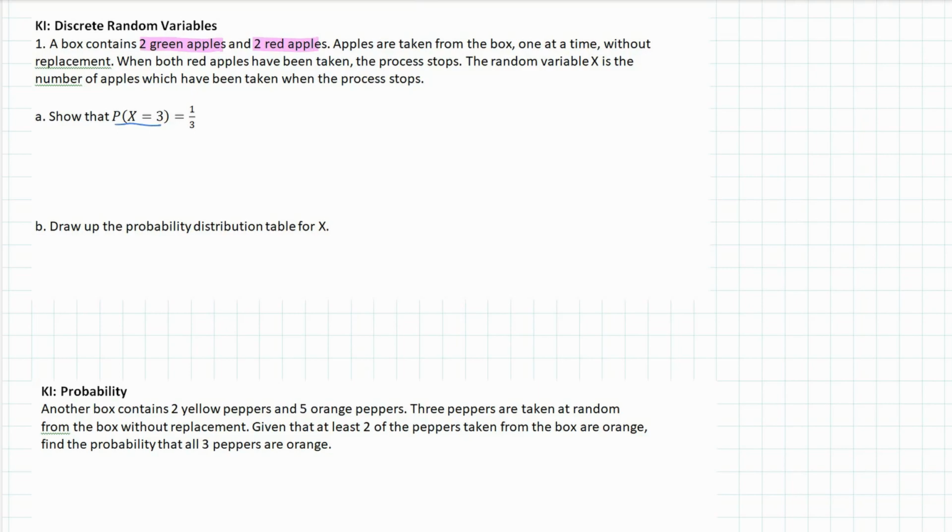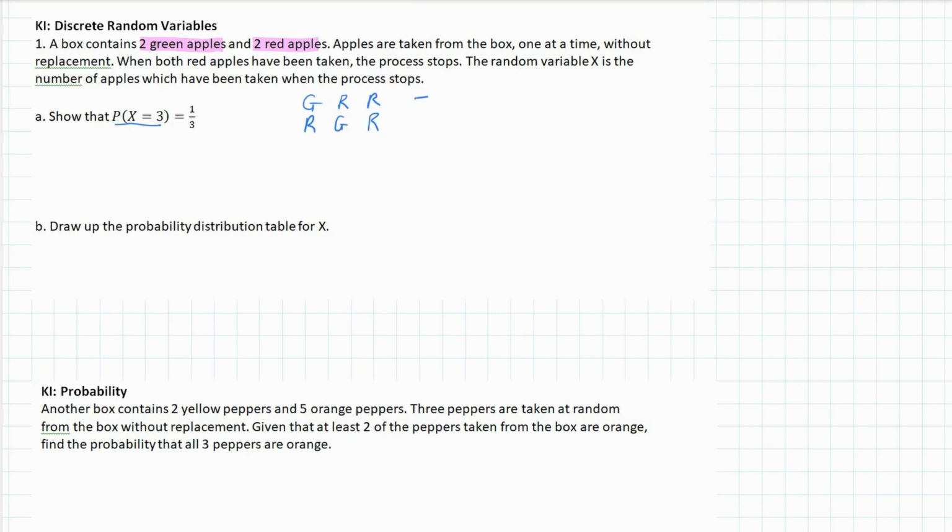So for it to stop on the third apple, we'd have to go something like green apple, then, is it the red ones we're taking? When both red apples, yes, red, red. We could do it like that, or perhaps we could go red, green, red, and I think those are the only two ways you can do it, because as soon as you get two reds, you stop.